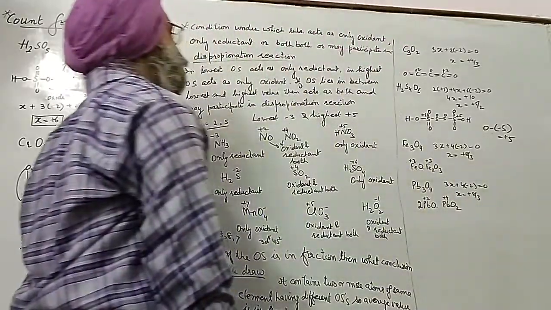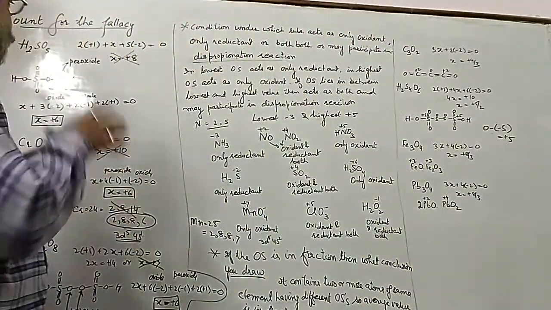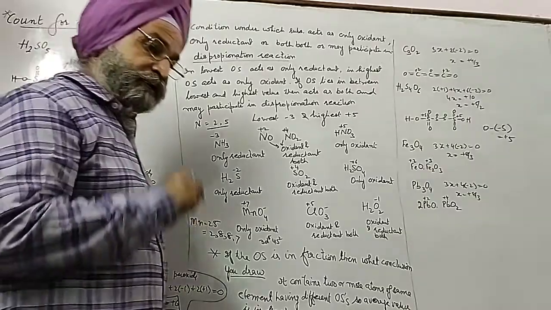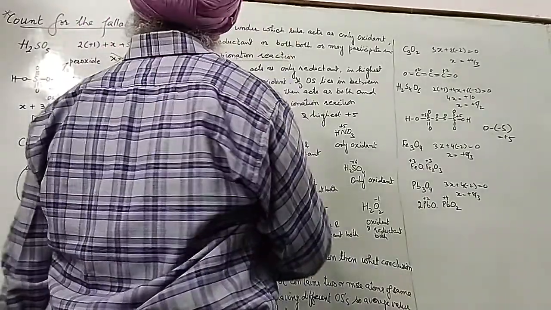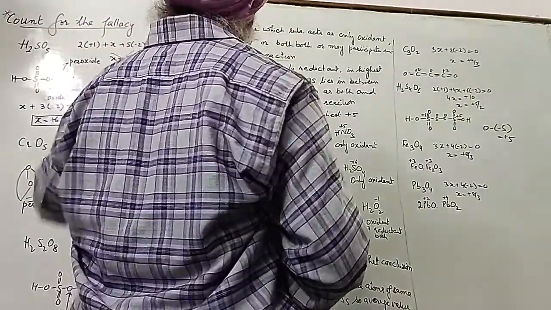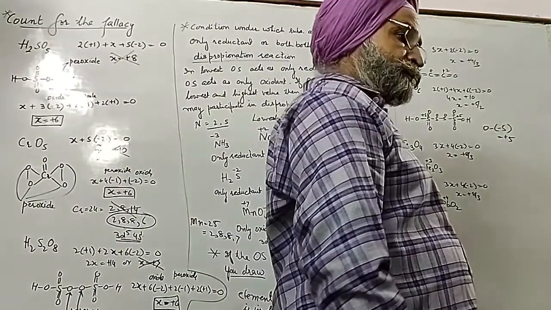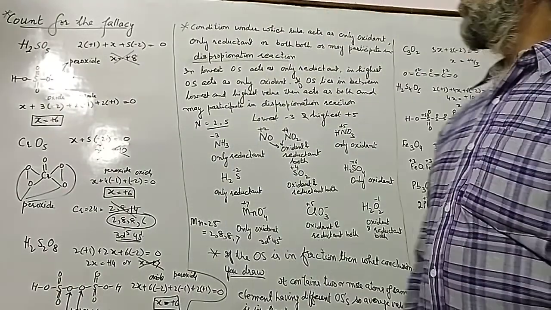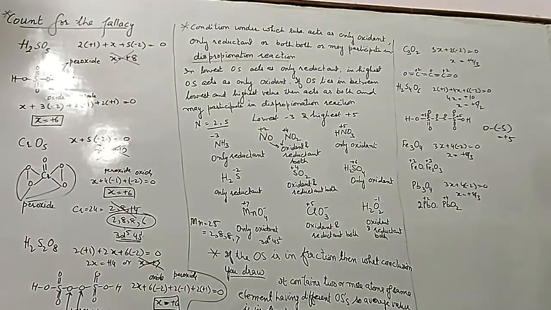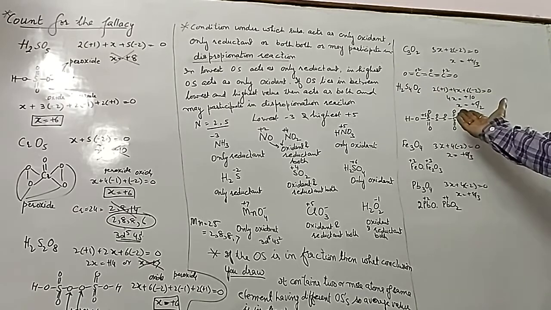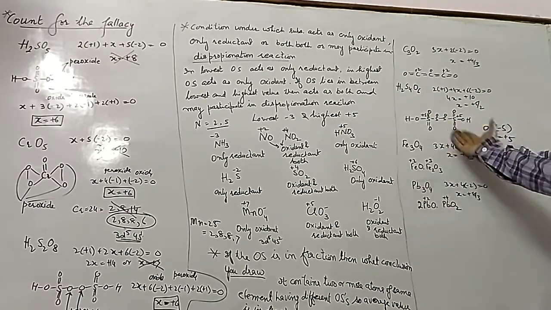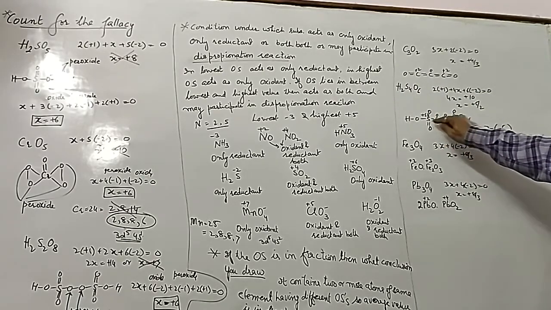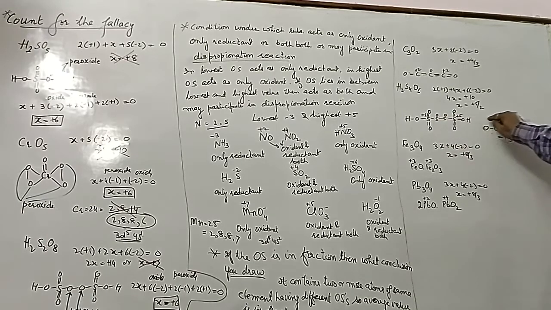In this way, I discussed the very important questions related to this chapter: the concept of fallacy, the conditions under which a substance acts as an oxidant and reductant, and I have also rationalized the oxidation state. Rationalize means I have to find out the oxidation state of each and every element by removing another element.